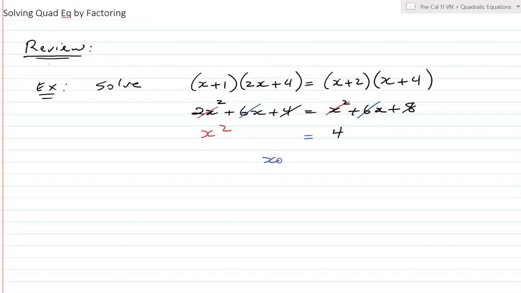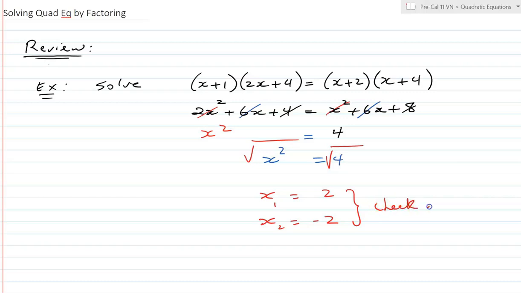So here it is, x squared equal to 4, and at this point you want to take, remember, the square root of both sides. What number times itself will give you 4? There are two possibilities. x1 is positive 2, x2 is negative 2. And that's it. You can go ahead and check your answer, and you notice that it is correct. That's what you would do. All right, very simple quadratic equation.